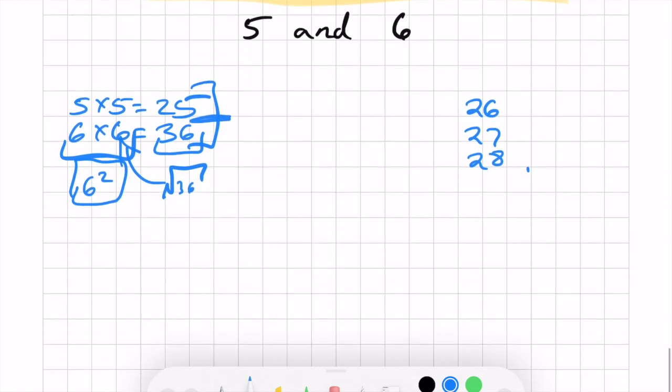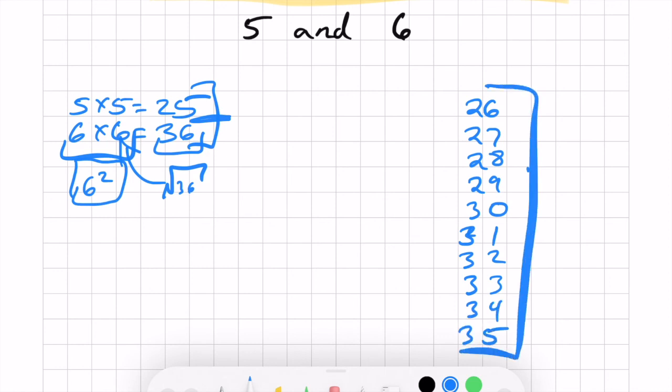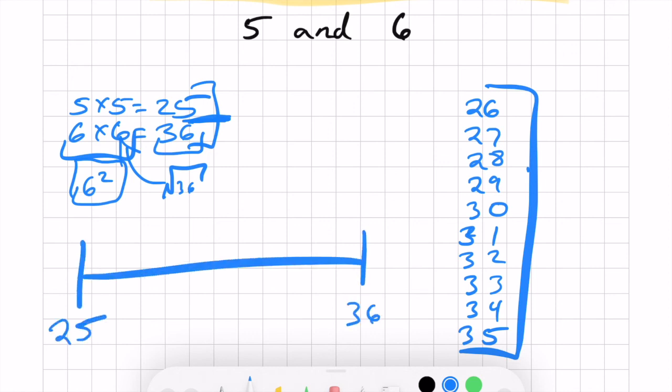Okay, 29 would fit, 30 would fit, 31, 32, 33, 34, and 35 would all fit in between these two numbers on the number line. Okay, and they would all be little points that would be peppered all the way along, all the way to 36.